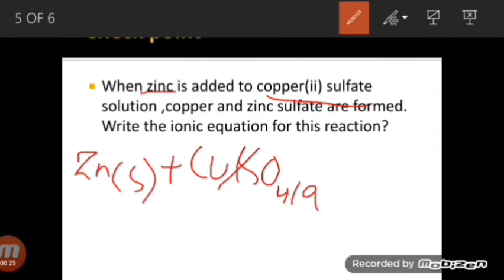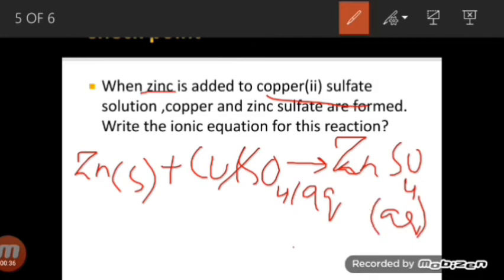will be in aqueous state because it's an ionic compound, and we will be getting zinc sulfate in aqueous state along with copper. I am writing it here because the space is insufficient, so that's why I am writing it at the bottom. So the first step is to write the balanced chemical equation for the reaction including the state symbols. So we have written the balanced chemical equation along with the state symbols. So these are the state symbols which are representing the states of each of the reactants and products.